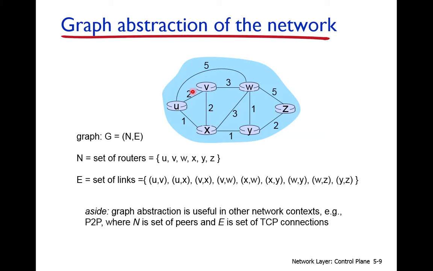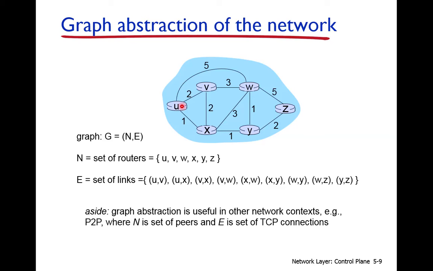But if this cost is representing the distance, for example, this is 2 meters distance from u to v, from v to w it is 3 meters, then we should select a path from u to z which has the least cost. Then the least cost path, the least length path, will be the best path.